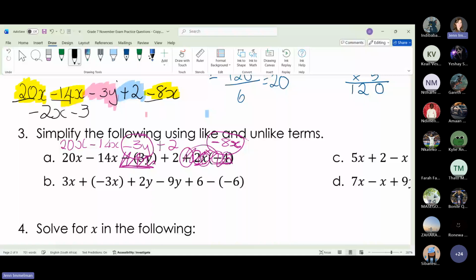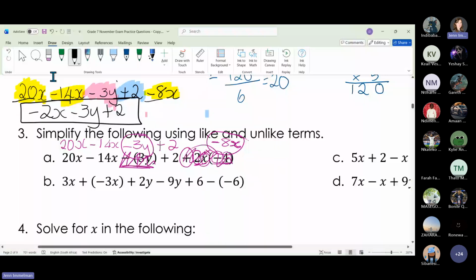Now, there's no other blues. I can't do anything with the blue, but it still exists. It does not disappear. So I rewrite it as is. And this is my final answer here for my simplification. If you can do this one, you will be fine for the exam. Okay, I want to scroll down.